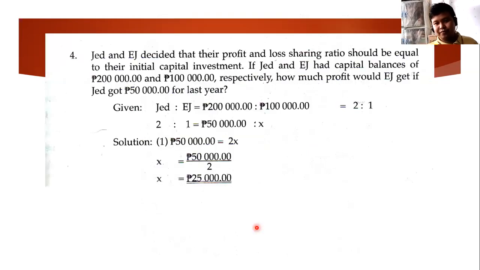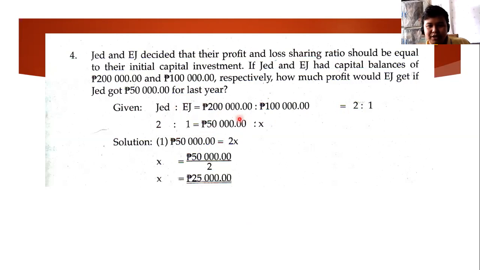So last, Jed and EJ decided that the profit and loss sharing ratio should be equal to their capital investment. If Jed and EJ have capital balances of 200,000 and 100,000 respectively, how much profit would EJ get if Jed got 50,000 last year? So Jed and EJ have 200,000 and 100,000. So they have a 2 to 1 ratio.